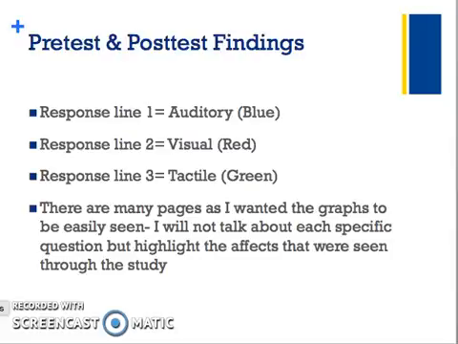I will go through each pre-test and post-test graph, and the very first bar means that they chose the auditory, which was colored blue. The middle column was a visual response, which is red, and the third column was a tactile response, which was colored green. Now, I'm not going to read each and every single question and answer choice, but you can pause and stop just to see how they were given. Like I said, they were mainly realistic situations and how they would respond.